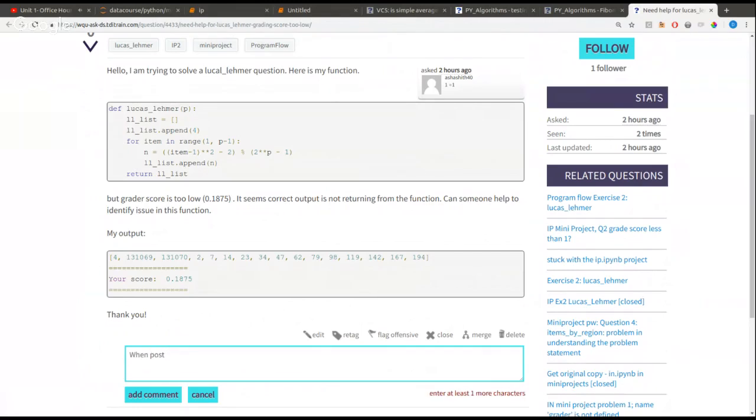When posting a question, you must ask a question. Posting your code and stating that you are getting a low score is not a question. You must analyze your code, think about what could be wrong with it, and ask a specific question.